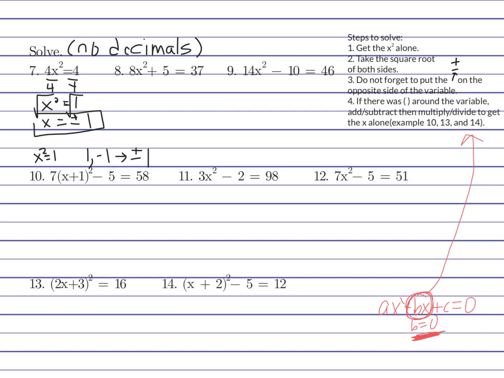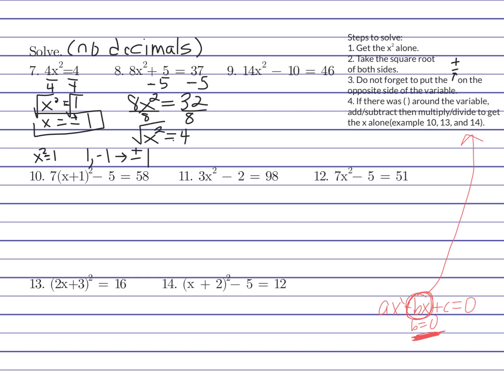Okay, so step 1 for number 8 is to get the x squared alone. I'm going to subtract 5. 8x squared equals 37 minus 5, which is 32. Divide by 8, so I'm still working on getting that x squared alone. So x squared equals 4.